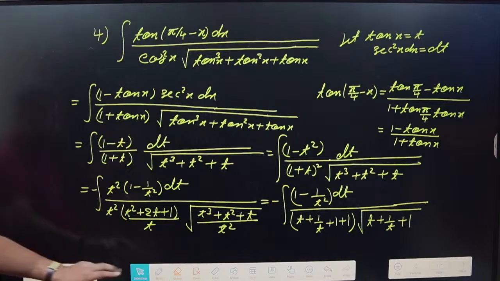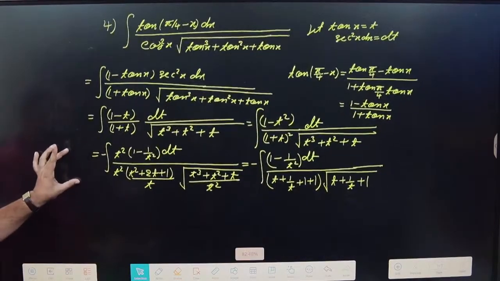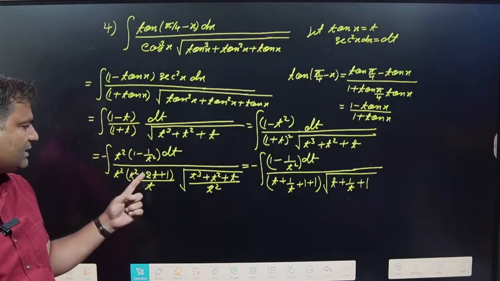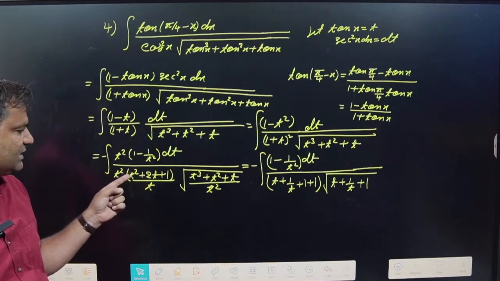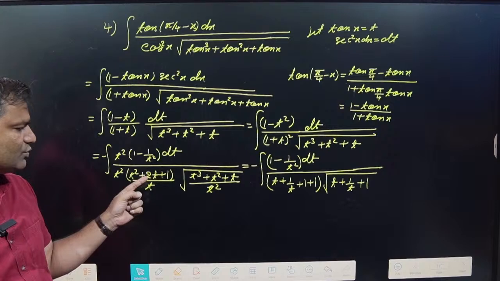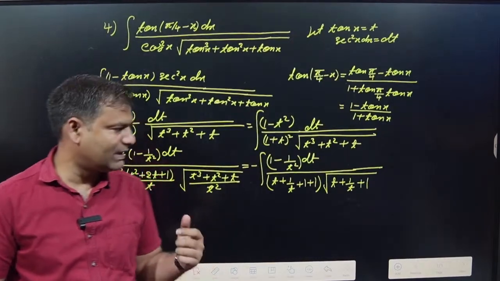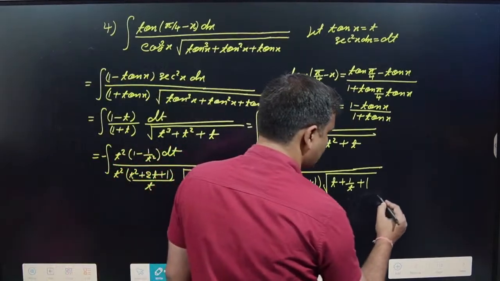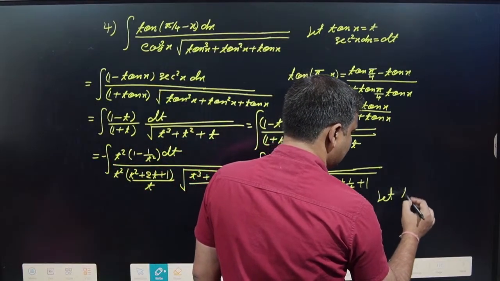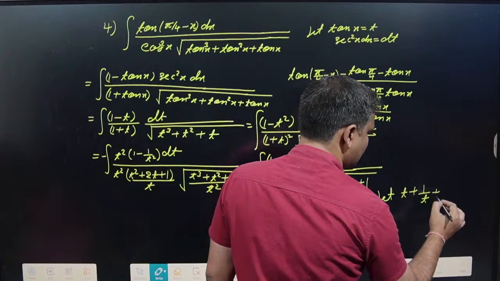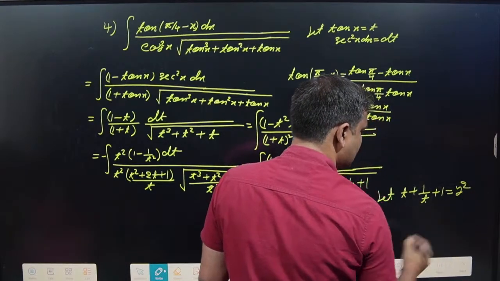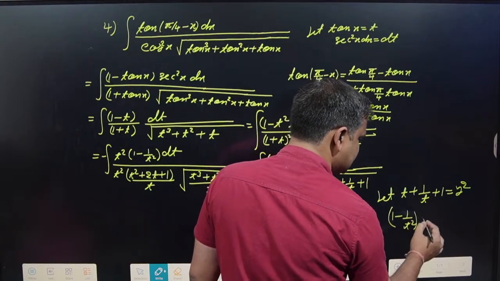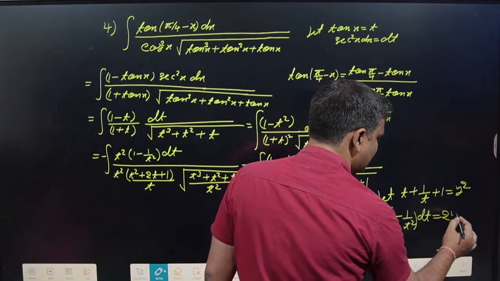Okay, look here very carefully. After simplification, basically here t square, if divided by t, then we get t plus 1 by t plus 2. 2 is also written as 1 plus 1. Why is it written as 1 plus 1? Later on we will discuss. Look, let t plus 1 by t plus 1 be equal to y square. So 1 minus 1 upon t square dt is replaced by 2y dy.